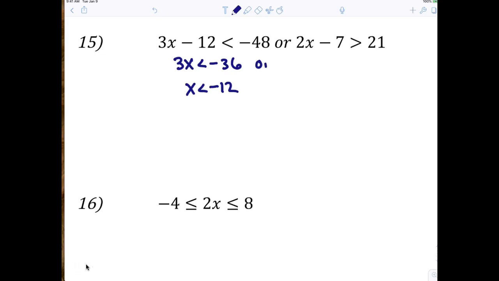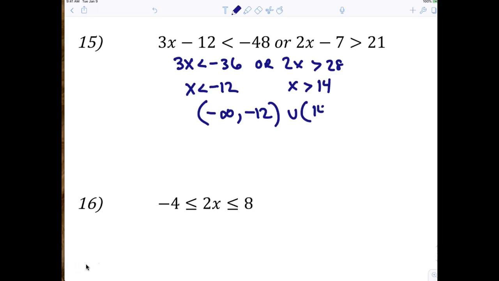Or 2x is greater than 28, x is greater than 14. We good on that? So if you're looking at that, can you tell they're going in opposite directions? Yes. So hopefully when you do that, you can just say the answer is from to. Beautiful. Perfect.